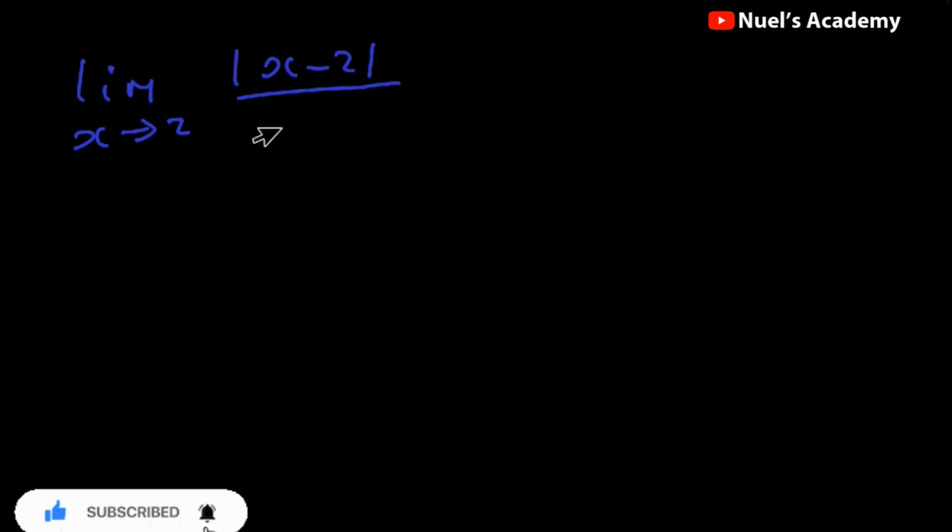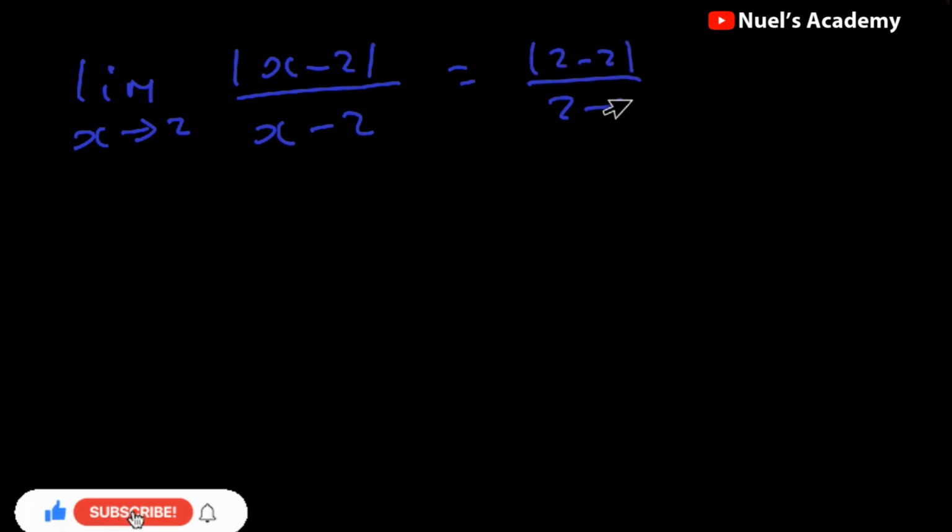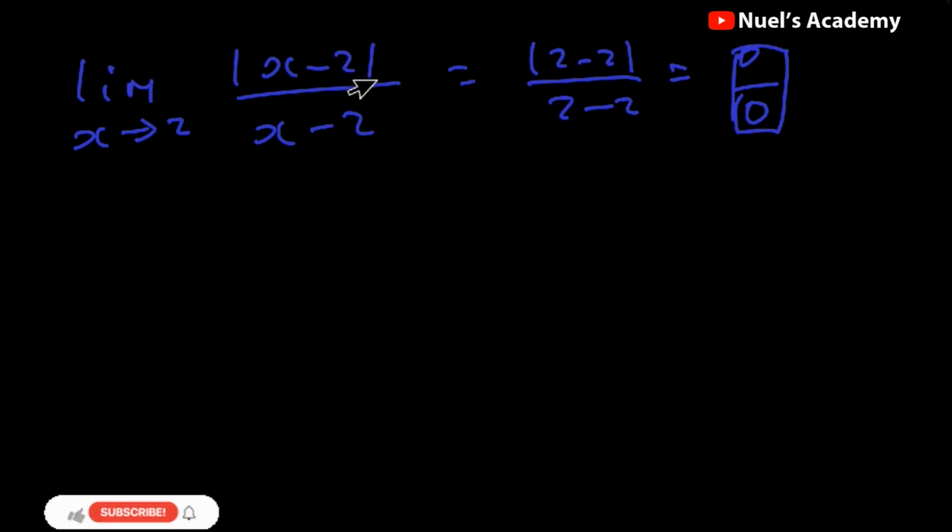Let's evaluate the limit as x approaches 2 of this absolute value function, x minus 2 over x minus 2. That's the absolute value of x minus 2 over x minus 2. And if we plug in 2 here, we have 2 minus 2 over 2 minus 2. So 2 minus 2 is 0, then over 2 minus 2 here is also 0. So this is indeterminate. How do we solve this question now?